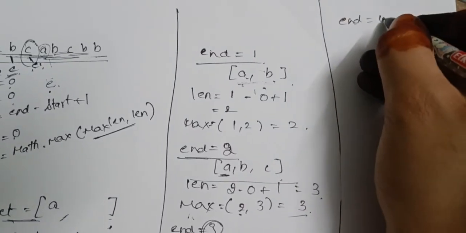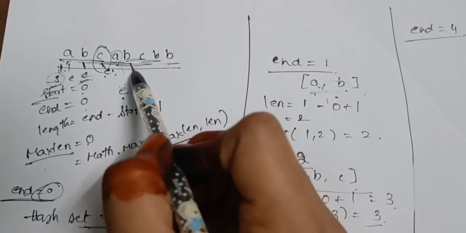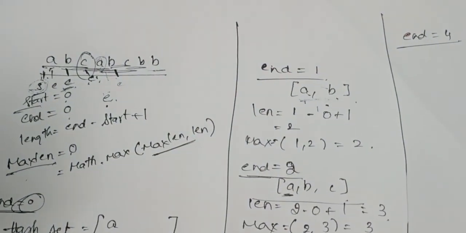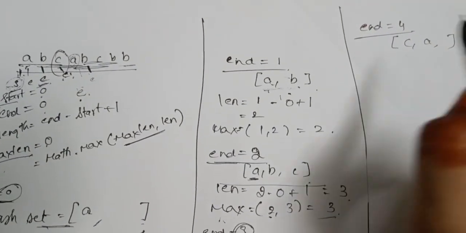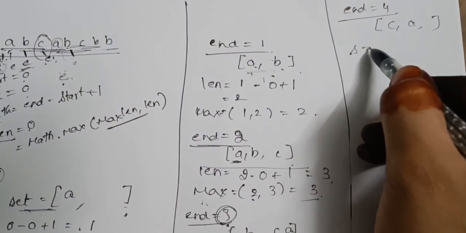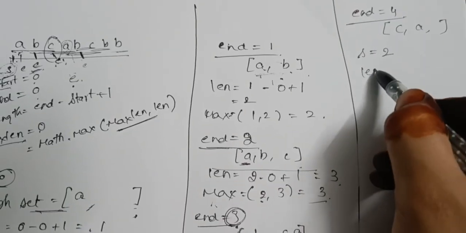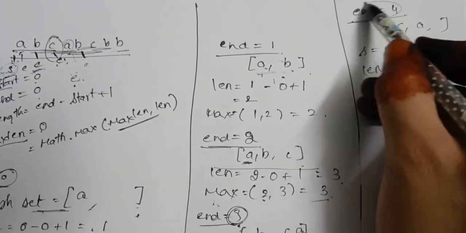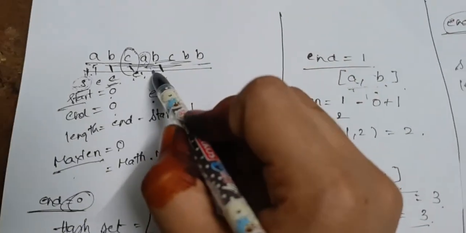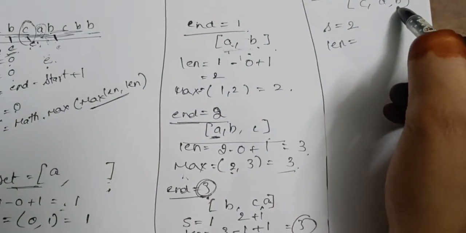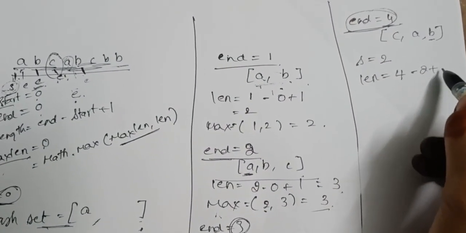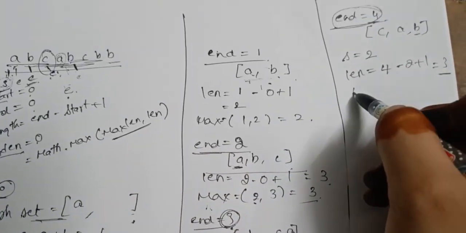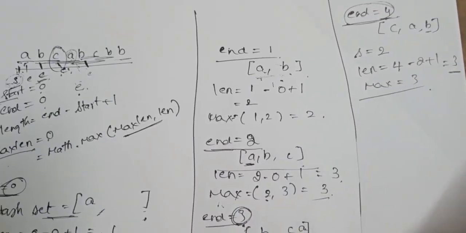Now my end has been incremented to 4, where it is pointing to B. B is already present, so I'm going to remove from the left, leaving C, A. My start has been incremented to 2, and my length again remains the same because I am going to add the element at 4 from the end. So my length is 4 minus 2 plus 1, which is again 3. The max length is also 3 only, it doesn't change.